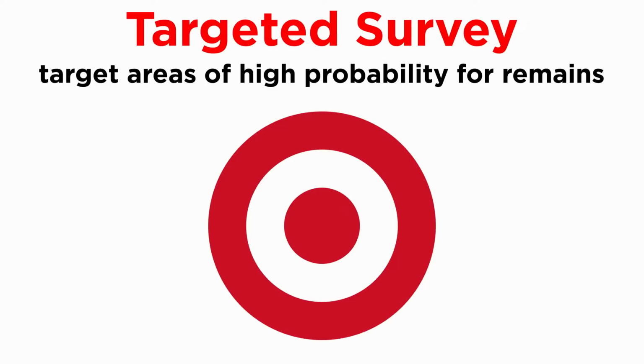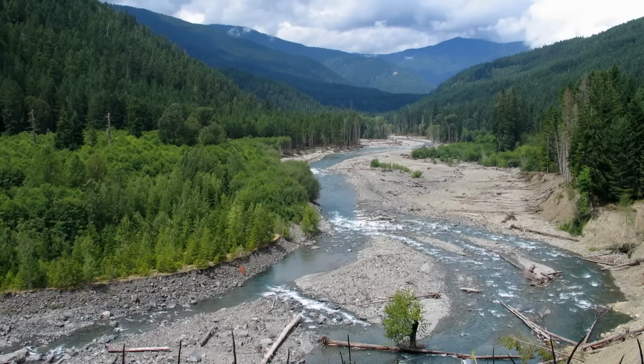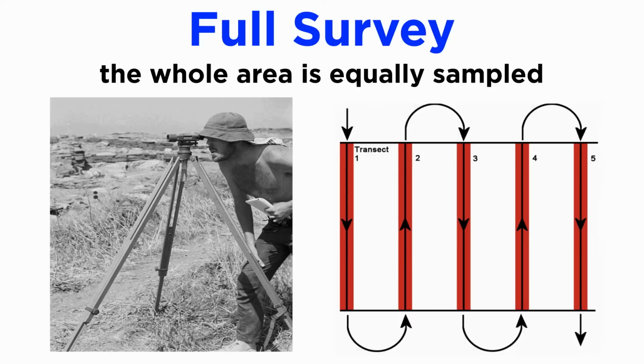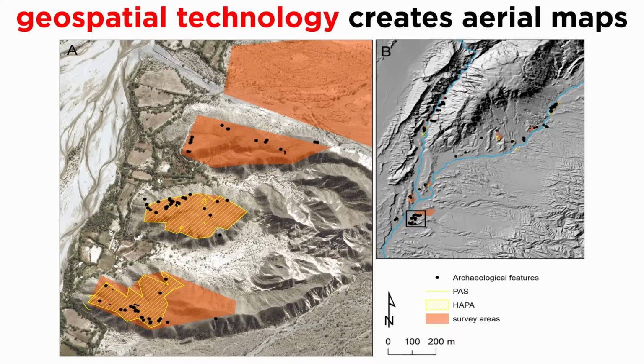Targeted surveys target areas of high probability. An example of this would be only surveying river valleys of a region, since human habitation is much more likely there. You are likely to find more sites with this method, but it prohibits you from making claims about the region as a whole, since lower probability areas weren't included due to bias from the surveyor. It is also important to note that a full survey means the whole area was equally sampled, not the entire area itself was sampled.